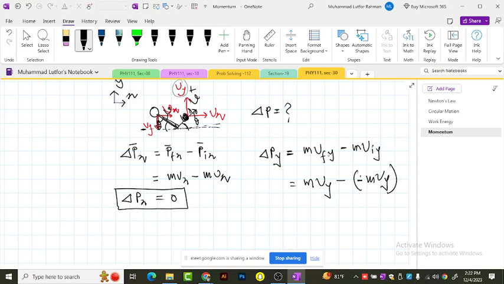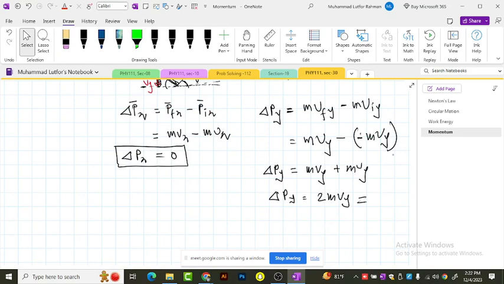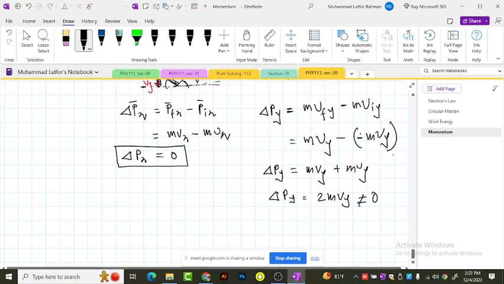Then I can write del py would simply be mvy plus mvy, which means that del py is going to be plus 2 mvy, right? Which means that it is not equal to 0. Interesting thing, for the same object along the x direction the momentum is conserved, but along the y direction the momentum is not going to be conserved. Now the question is why it is so.